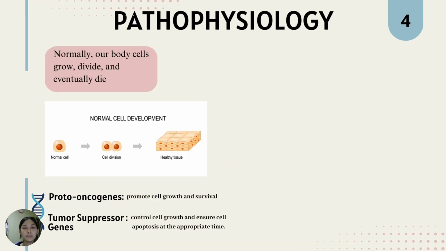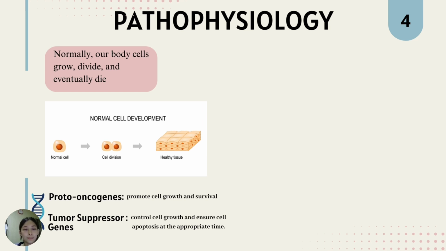Next, let's move on to the pathophysiology of laryngeal cancer. How can laryngeal cancer happen in our body, and after it happens, what is actually going on? In our body, the cells will grow, divide, and eventually die. This process is controlled and supervised by the genes in the cells, also known as the DNA.